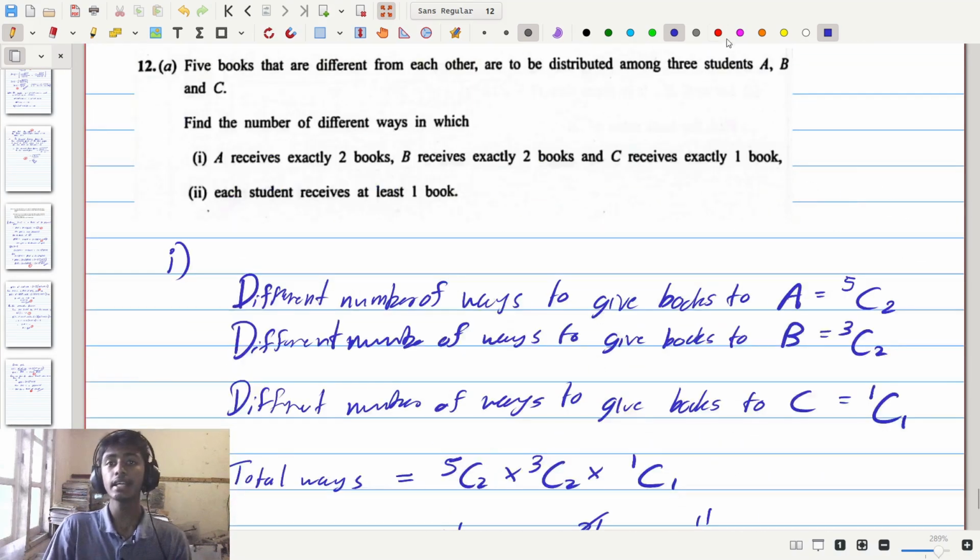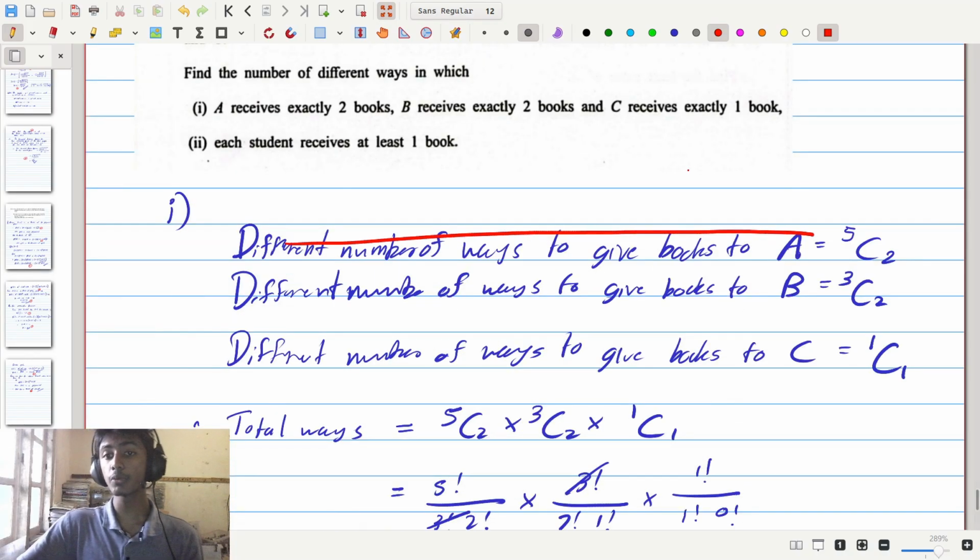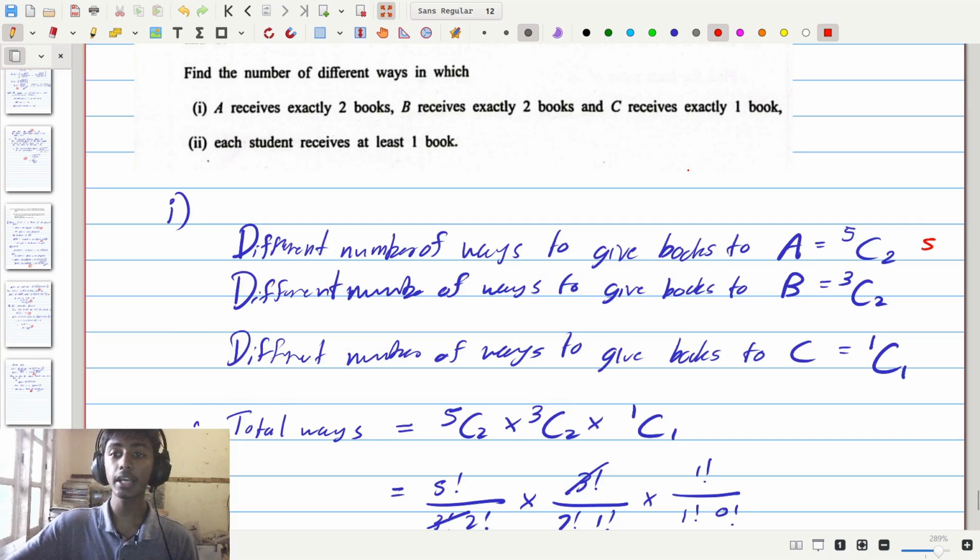Now finally, if we discuss the marks awarded for this type of question at the start for question number 1, when we find the different number of ways to give books to A, different number of ways to give books to B, and different number of ways to give books to C, you're going to get 5 marks here, 5 marks here, and 5 marks here.